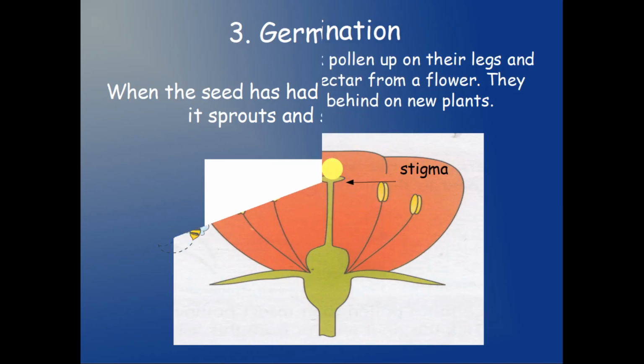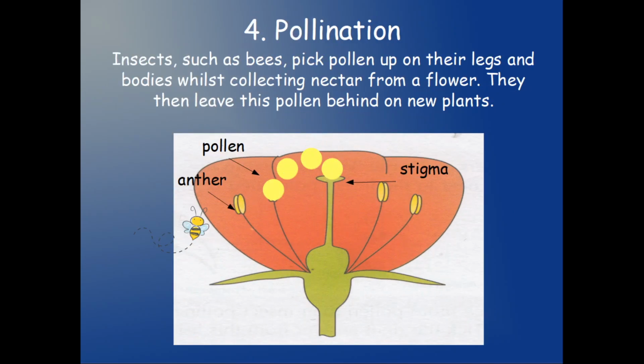Now that our plant is a big, adult plant, most of them will have flowers, and we're going to talk about pollination. Pollination is when insects, such as bees, pick pollen up on their legs and bodies whilst collecting nectar from a flower. They then leave this pollen behind on new plants.